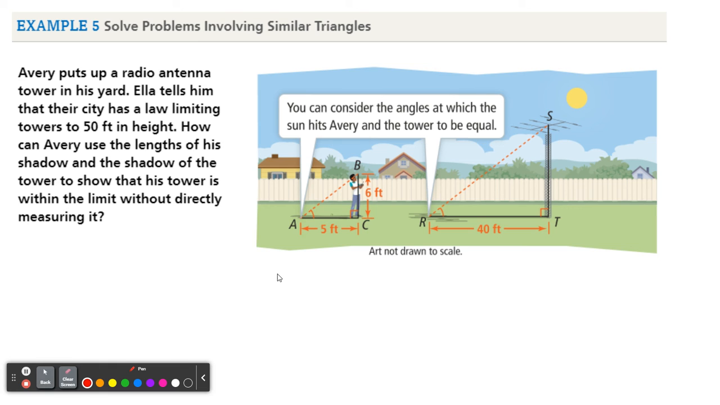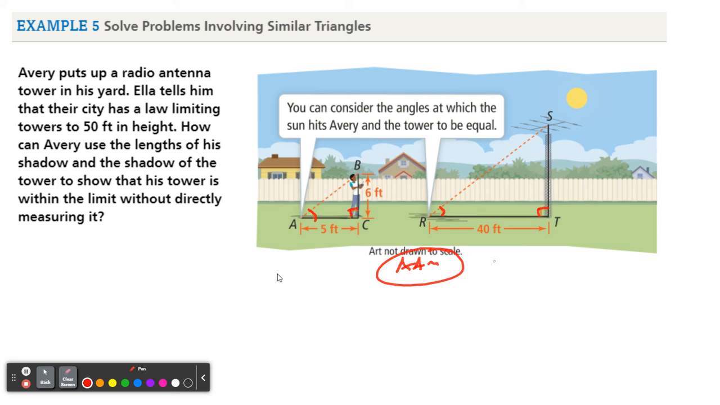So we have these two triangles. Now notice how they're marked, right? So this angle here, angle A and angle R, we call those the angles of elevation of the sun. They are going to be congruent based off of the sun at that current time. And then we assume the tower and Avery are vertical to the horizontal ground. That means they're perpendicular. That means you have two right angles. And therefore, these two triangles are similar by angle-angle similarity.